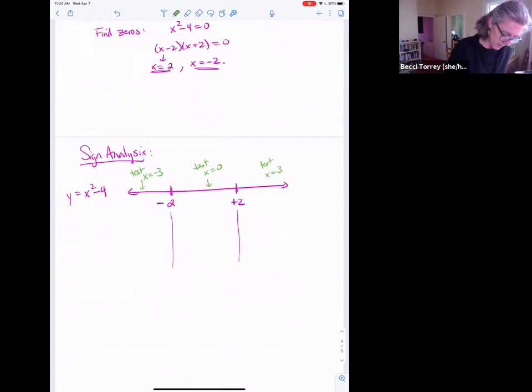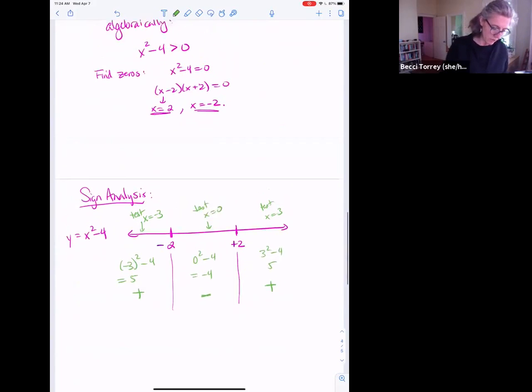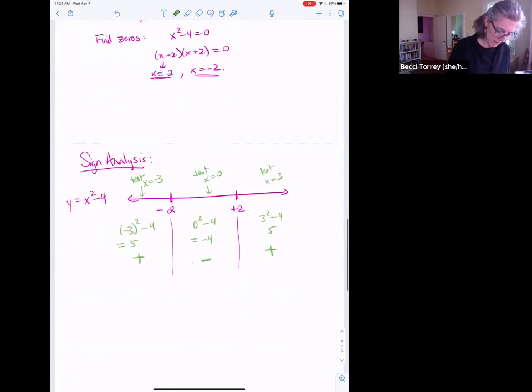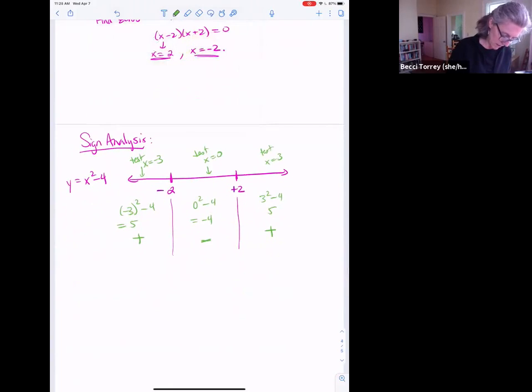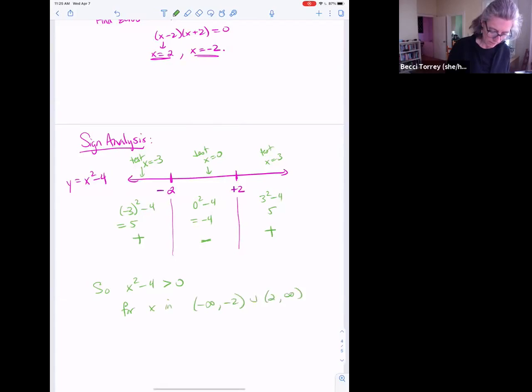So we just test x equals minus 3. Minus 3 squared minus 4 is 5, and that's positive. We test 0, that's minus 4, and that's negative. We test 3, that's 5, and that's positive. And so if we're trying to solve, always remember what the question is: x squared minus 4 is positive. So that means x squared minus 4 is positive for x in the interval minus infinity up to minus 2, union 2 to positive infinity.